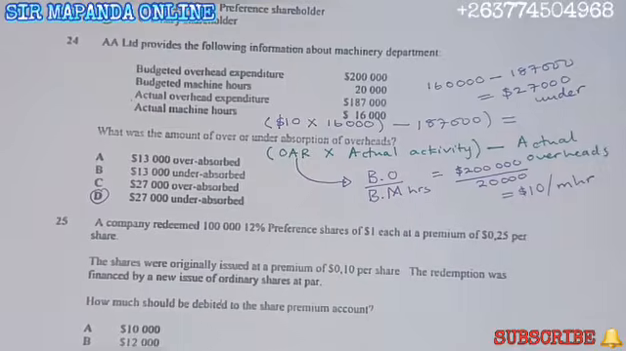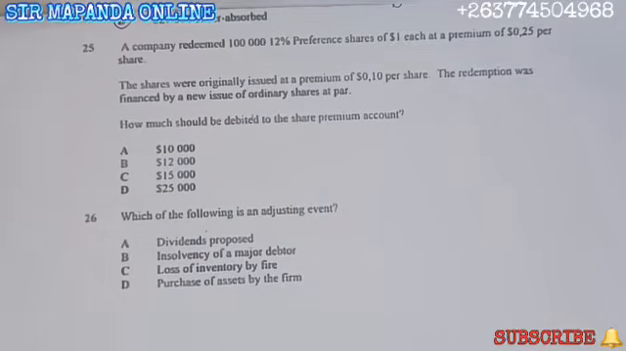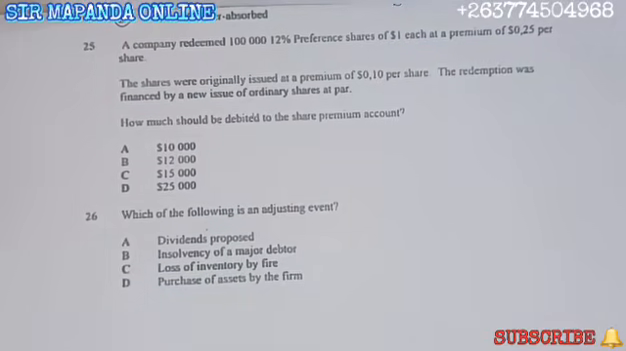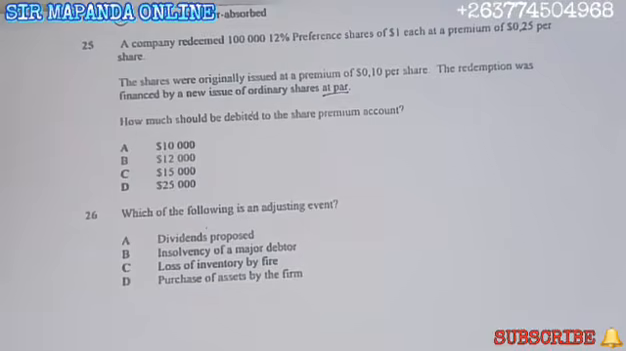Let us move on to question number 25. Question number 25 is in line with the redemption of shares. It reads, a company redeems 100,000 12% preference shares of $1 each at a premium of 25 cents per share. The shares were originally issued at a premium of 10 cents per share. The redemption was financed by a new issue of ordinary shares at par. It means there was no premium on the new issue.